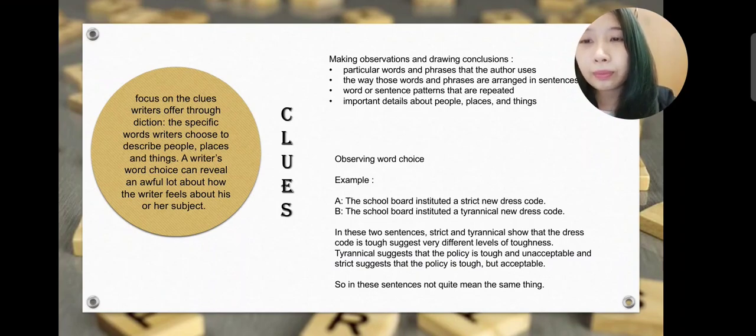Sentence A. The school board instituted a strict new dress code. In sentence B, the school board instituted a tyrannical new dress code. In these two sentences, strict and tyrannical show that the dress code is tough, but suggest very different levels of toughness. Tyrannical suggests that the policy is tough and unacceptable. And strict suggests that the policy is tough but acceptable. So these sentences do not quite mean the same thing.